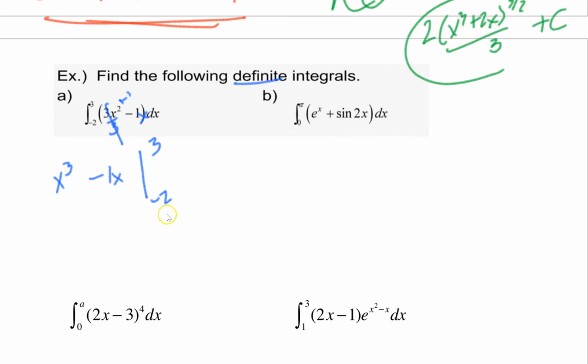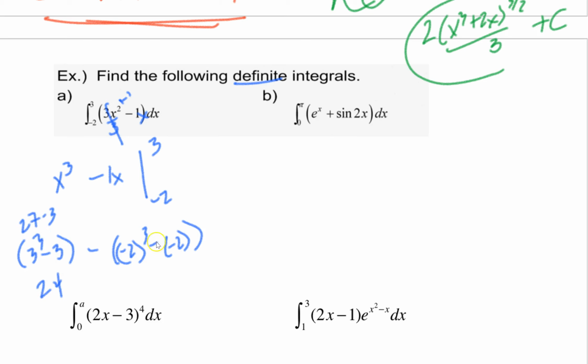Now all we do here is top minus bottom. So plug 3 into both of these: 3 cubed minus 3, minus, plug negative 2 into both of these, negative 2 cubed minus negative 2. So I get 27 minus 3, or 24. Here I'm going to get negative 8 plus 2, so negative 6. Double negatives make a positive, and I get 30.